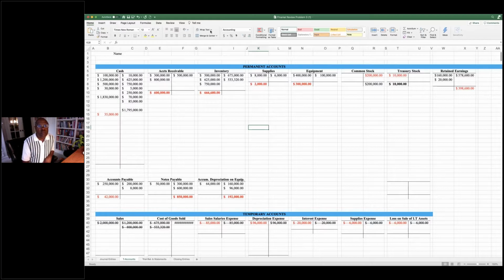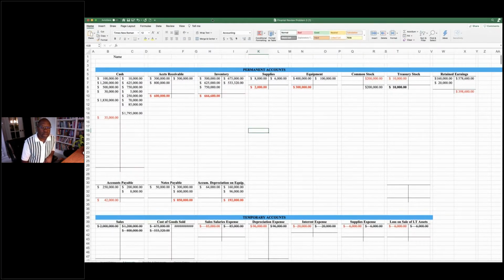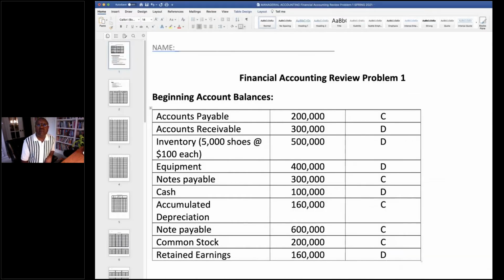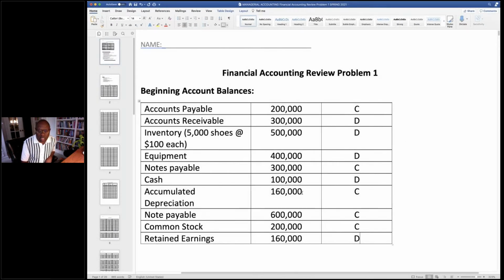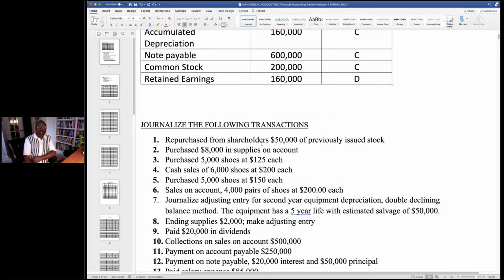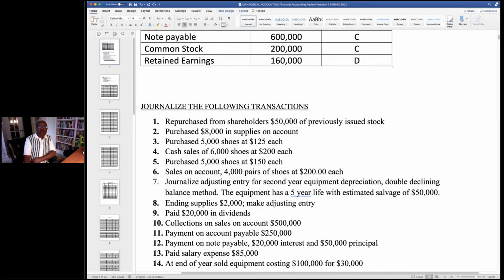Okay, so let's see if we can make journal entries. But I'm gonna go back. Okay, so we just put all of these numbers in. Then let's look at these journal entries. We repurchased from shareholders 50,000 shares of previously issued stock. So we buy our stock back by debiting treasury stock.